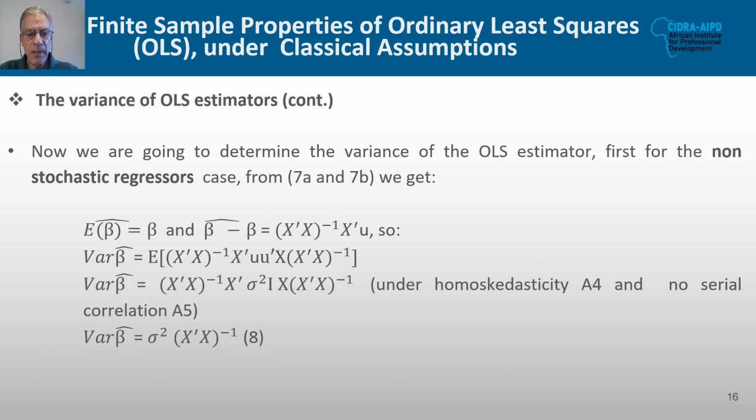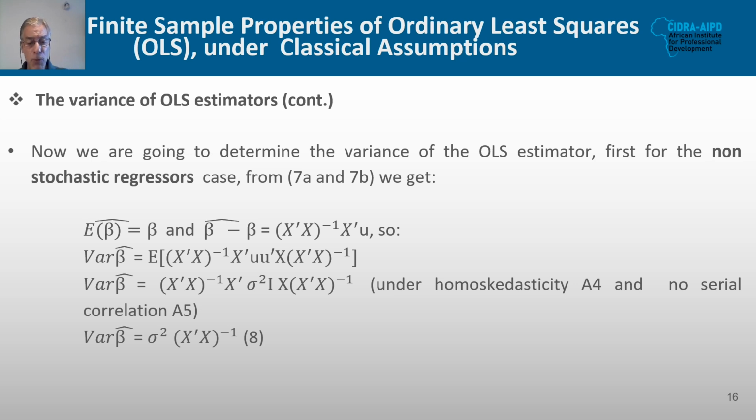Well, now we are going to determine the variance of the OLS estimator, and the first case is for non-stochastic regressors. If you remember equations 7a and 7b, we showed that the expected value of the OLS estimator beta hat equals beta because it's unbiased, and beta hat minus beta equals the expression (X transpose X) inverse X transpose u. If we want to get the variance, we have to take the square of that expression in matrix form, and then the expectation. So we have the expectation of (X transpose X) inverse X transpose u times u transpose X (X transpose X) inverse.